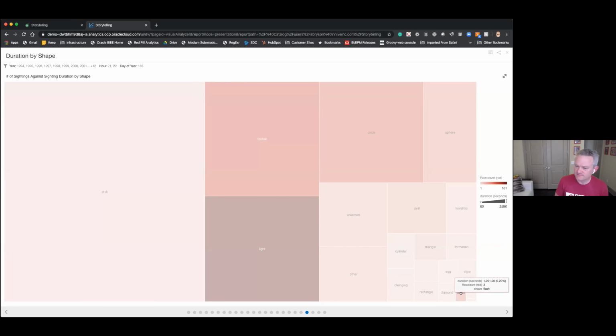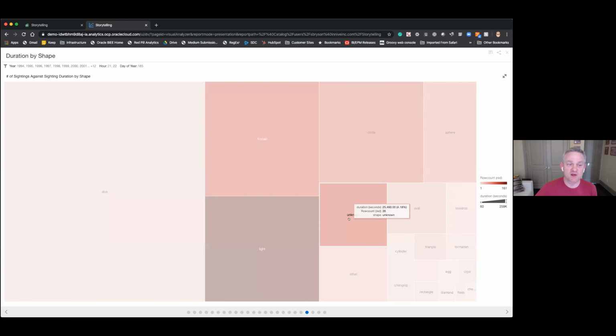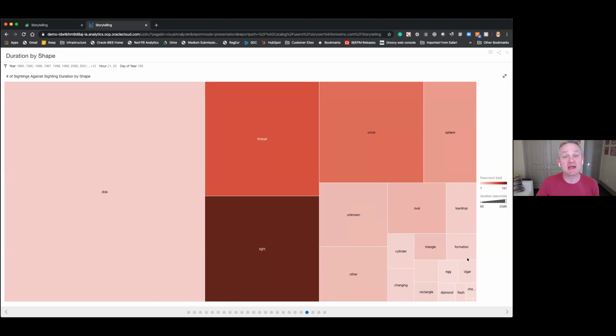Flash, obviously, not as long in duration, it's there and gone. Changing, that's probably bad data, let's be honest. Teardrop and cigar and formation, again, that's perhaps bad data. These things don't stay around very long. They're flashes and they're gone. So I thought this was a very interesting way to visualize several things going on at once in a meaningful way.